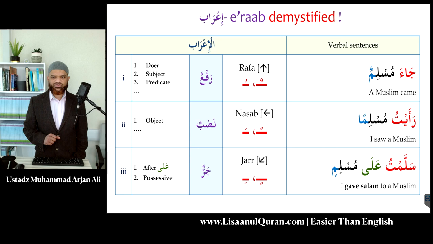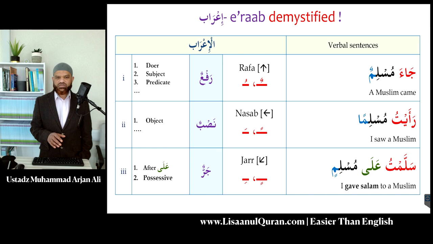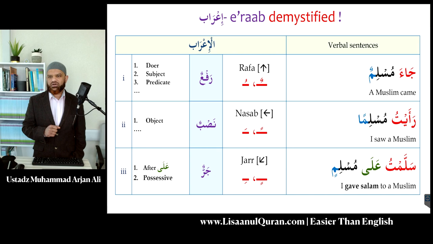What I'd like you to do is, if you can, take a picture of it, or even better, redraw it in your notebooks, inshallah, using your hand. Do not rely on the computer. This will help you retain the information longer, inshallah. So in summary, there are only three Arabs: Rafa, Nasab, or Jar.